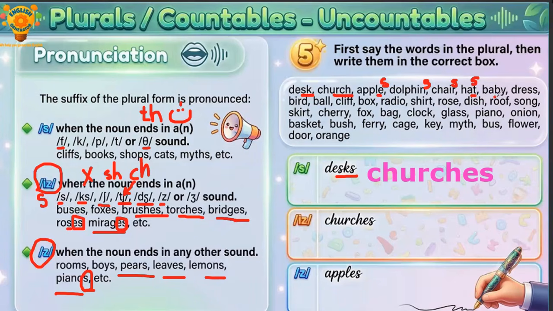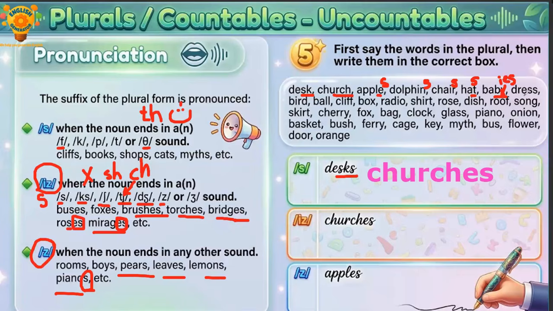And here we have the word baby. You remember? We have a Y at the end and there's a consonant before the Y. Yes, we would drop it. So instead of the Y, we will take it off and put IES, to be babies.